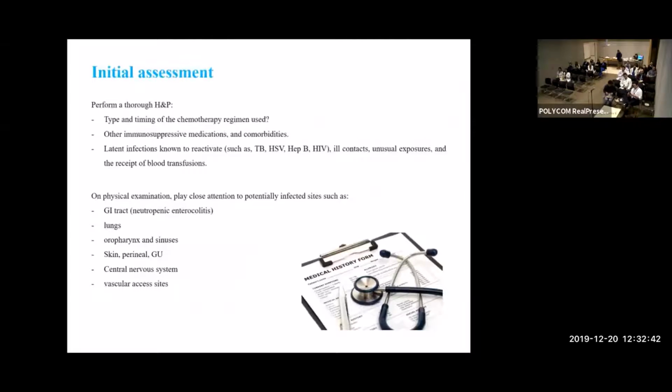So the initial assessment. You have to perform a thorough H&P, and every time we give a talk, we do say we have to perform a thorough H&P. That's sort of a given. But in immune-compromised patients, we have to pay attention to what type of chemotherapy they are receiving, what's the timing of this chemotherapy. If they're using other immunosuppressive medications like steroids, for example, do they have a history of latent infections like TB, herpes virus, Hep B, HIV, any ill contacts, any unusual exposures?